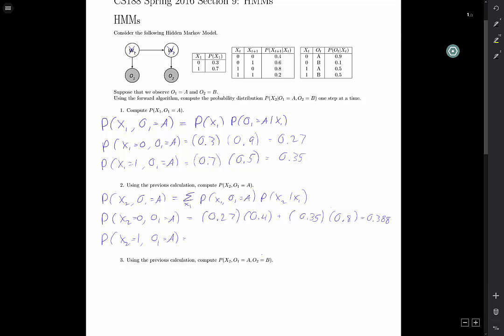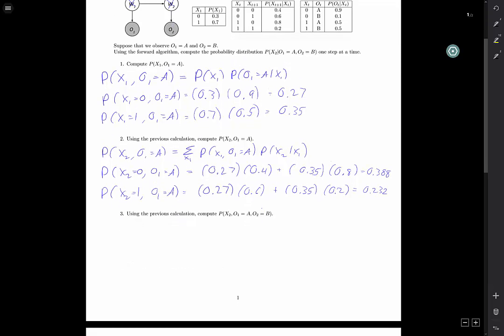Now we do this for x2 equals 1. So again, we're going to have the same exact values for these first terms. So that'll be 0.27 and this will be 0.35. But now our transition probabilities will be different. So what's the probability we go from 0 to 1? Well, it's 0.6. And the probability we go from 1 to 1 is 0.2. So this equals 0.232.